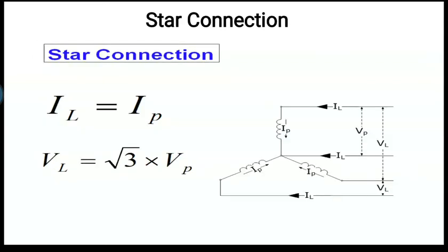In the same way there is a star connection. In the star connection, all three phases are connected at a common point, and that point is known as neutral. You can see in the connection where all the three phases are meeting at the center, that point is known as neutral.